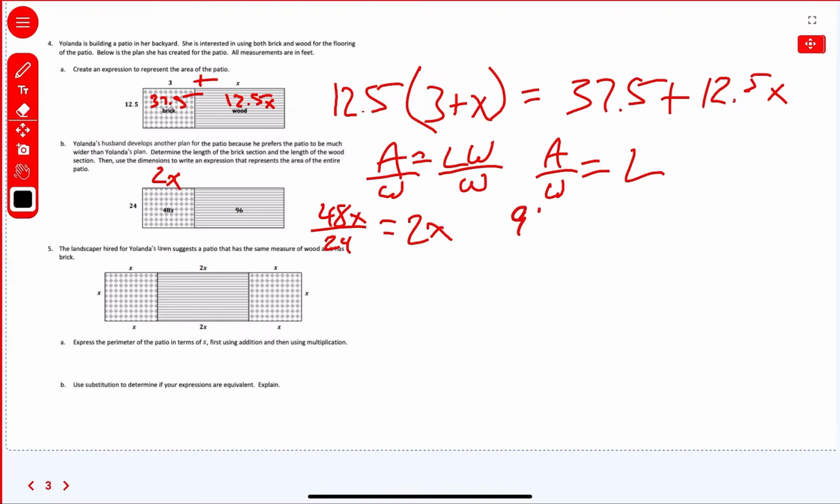Now we would do 96 divided by 24. And what do we get? 4. Just 4. So there's our 4. Everybody see that? Yes.